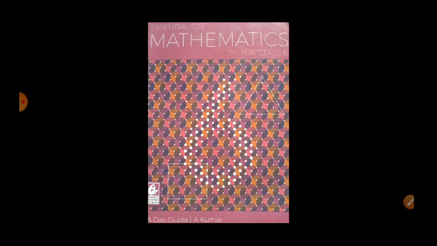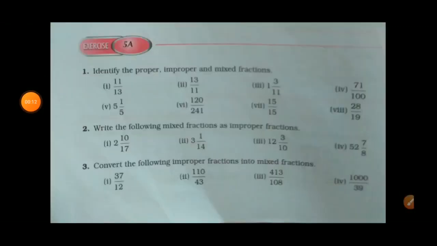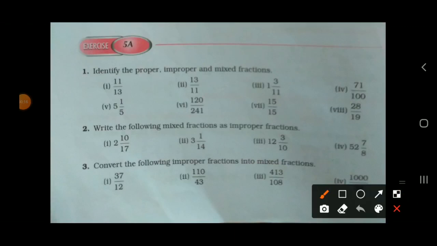Students, today I am going to start exercise 5a of fraction. Yes, exercise 5a, come to question number 1. Identify the proper, improper and mixed fraction. Yes, first, 11 upon 13.